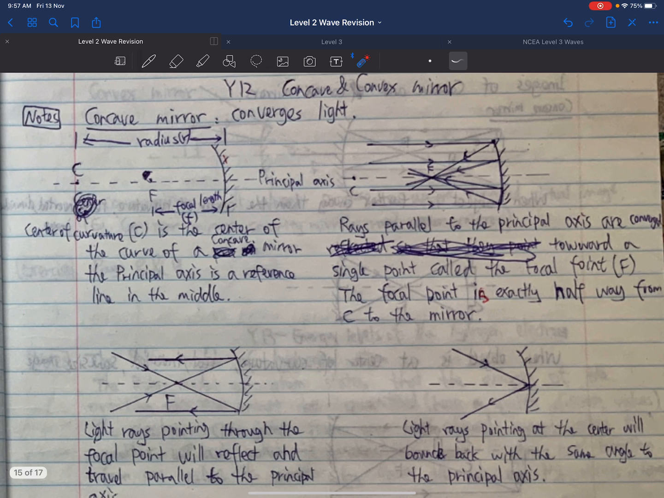Okay, and then we have concave, convex mirror. I will talk about mirror. Lens are exactly the same situation. You remember the rule. The rule is if it's parallel, it goes through the focal point. If it goes through the focal point, it becomes parallel, right? And that is the rule.